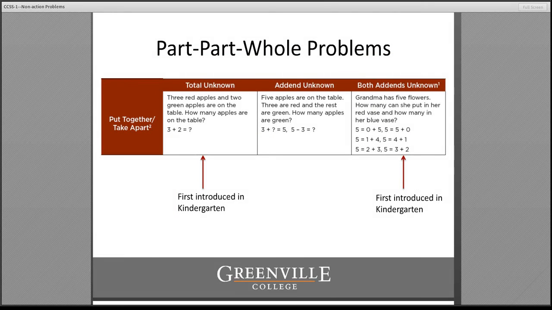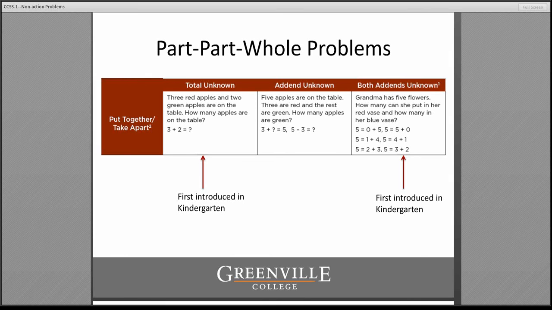Okay, so this is the top image from the chart we just saw, and I want to begin by talking about how this problem context or structure is different than the action problems. In the action problems, there was a chronology, a start quantity, then a change, and then a resulting quantity. Here, that is not true. There is simply a whole and a couple of parts.